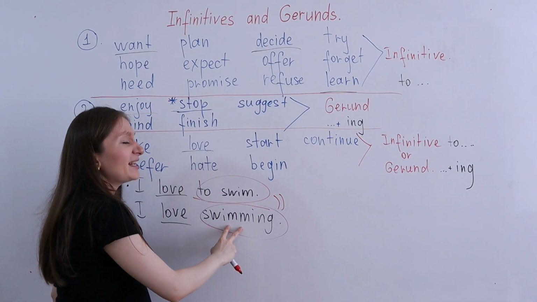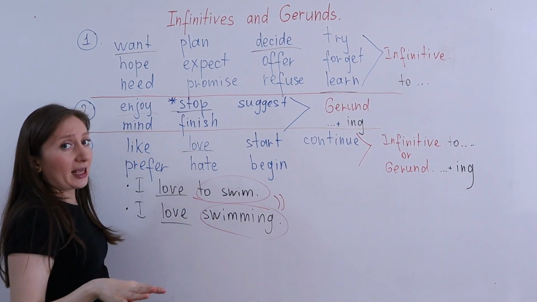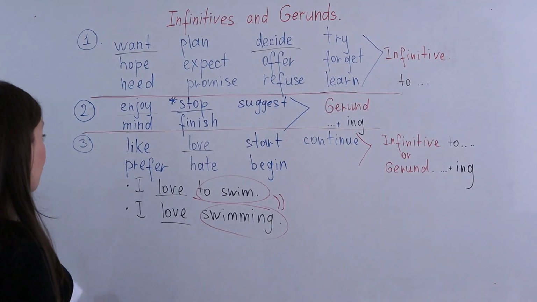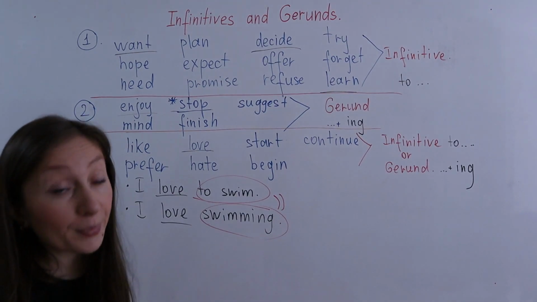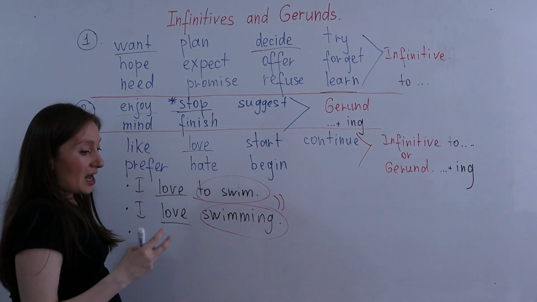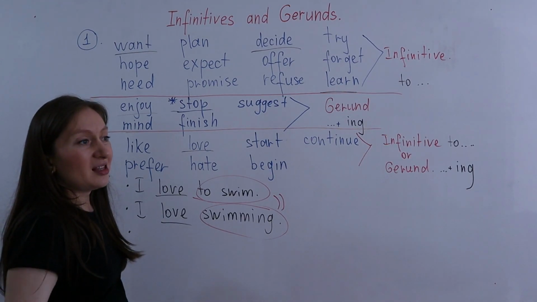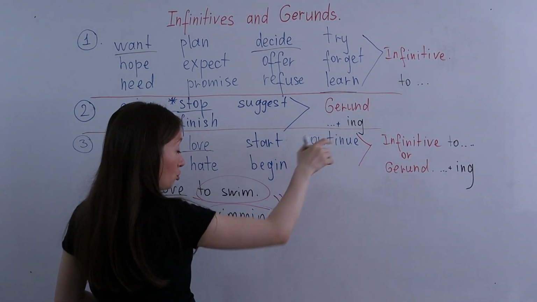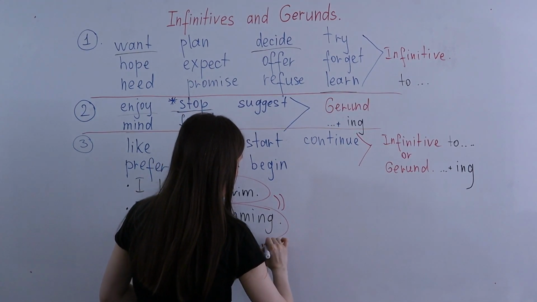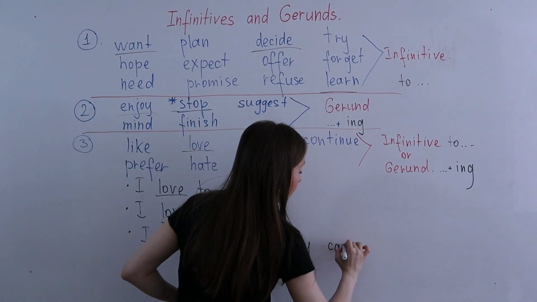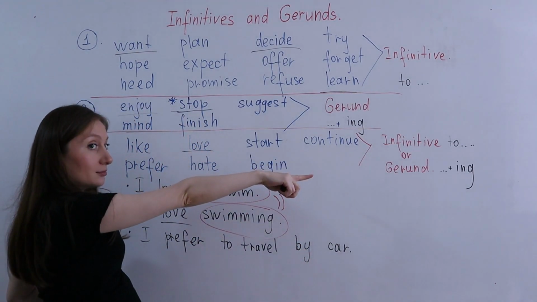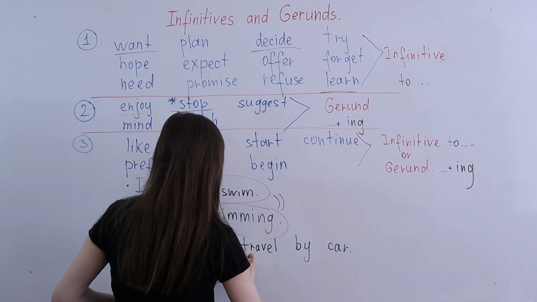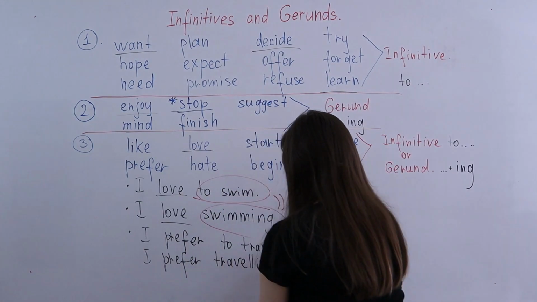So next, I hate to get up early. I hate getting up early. I don't like it, right? One more time. I prefer to travel by car. It means I love it more, right? It's my choice. I prefer to travel by car, or I prefer traveling by car.